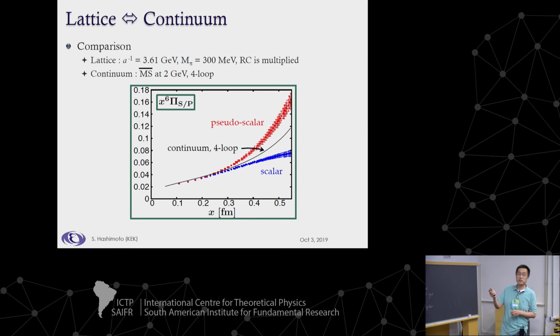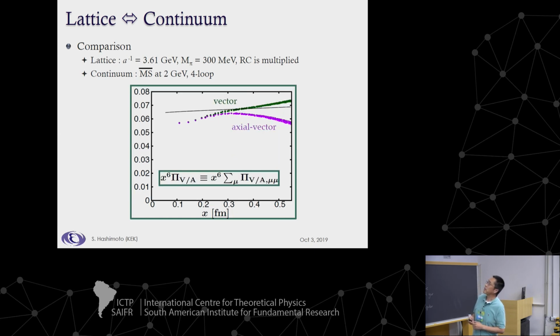Those are for the scalar and the pseudoscalar, and the lattice data are shown by the red and the blue symbols, and the continuum is of course independent. It is the same for the scalar and pseudoscalar, and it's like this. So it looks like the perturbation theory nicely works, or the lattice calculation can actually reproduce what the perturbation theory predicts, at least for the average of the scalar and pseudoscalar.